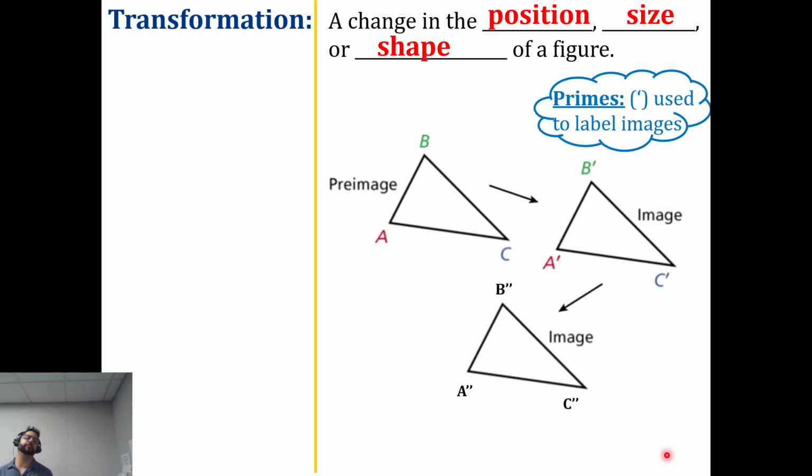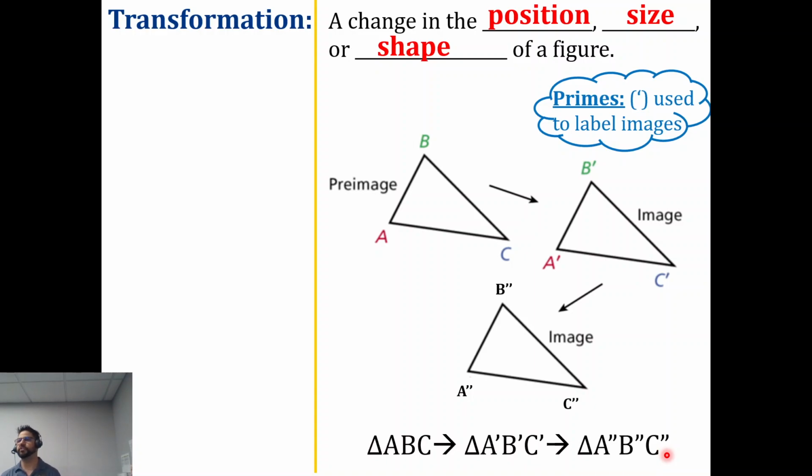Then eventually, by the end of the chapter, we're going to actually do 2 transformations. Those are called composite transformations. So for this one, it went from the pre-image to the image to an additional image. So it's ABC, then it's A prime, B prime, C prime, and then it goes to A double prime, B double prime, and C double prime. So it's the 2 little marks there, or double primes.